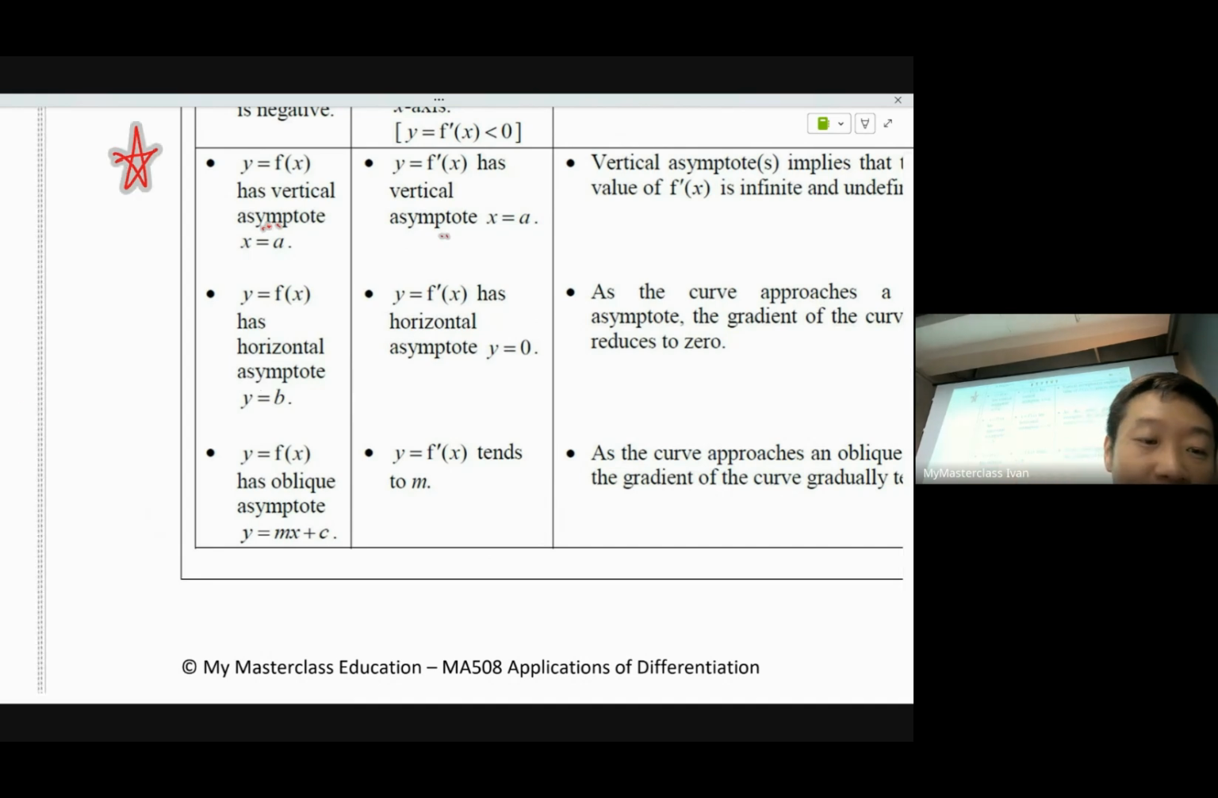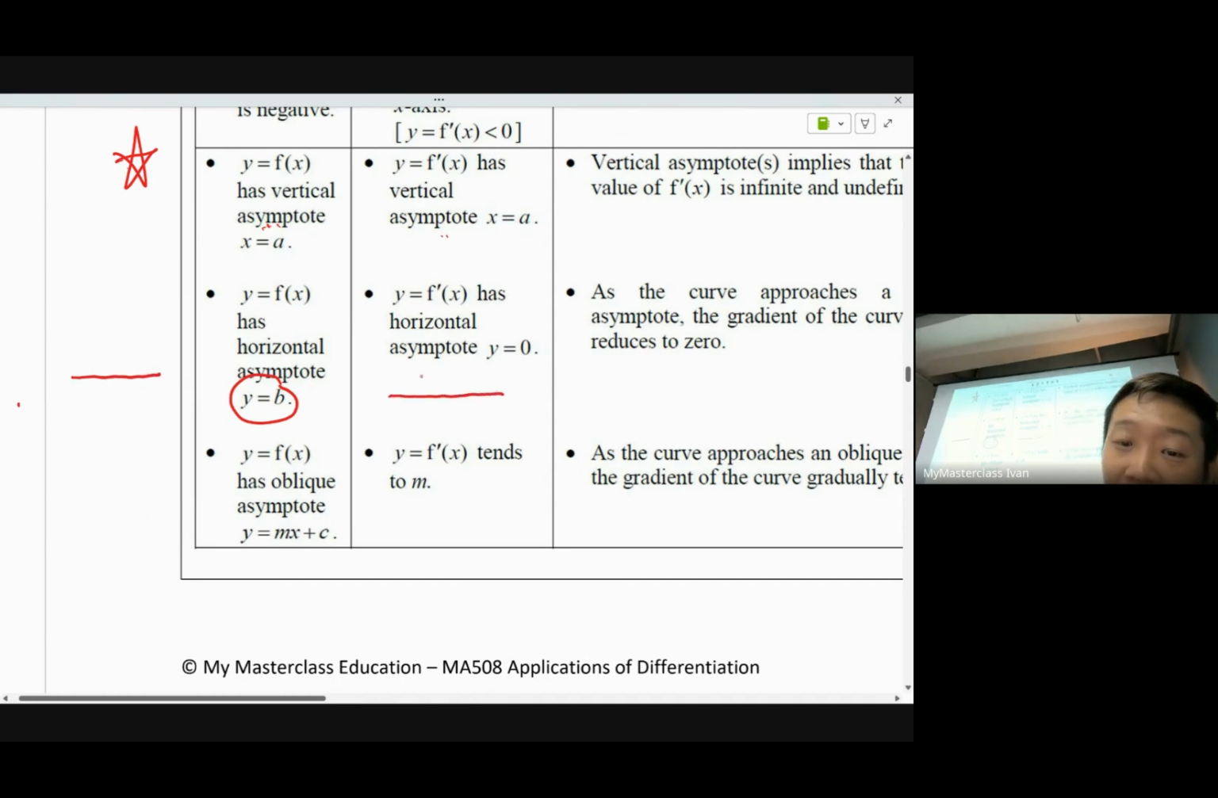A y equals to b is what kind of line? It's a horizontal line, right? So you draw a horizontal line here and you tell me the gradient of a horizontal line, Janessa, is equals to 0. Understand? So a horizontal asymptote will always become y equals to 0, because the gradient of a horizontal asymptote is 0.